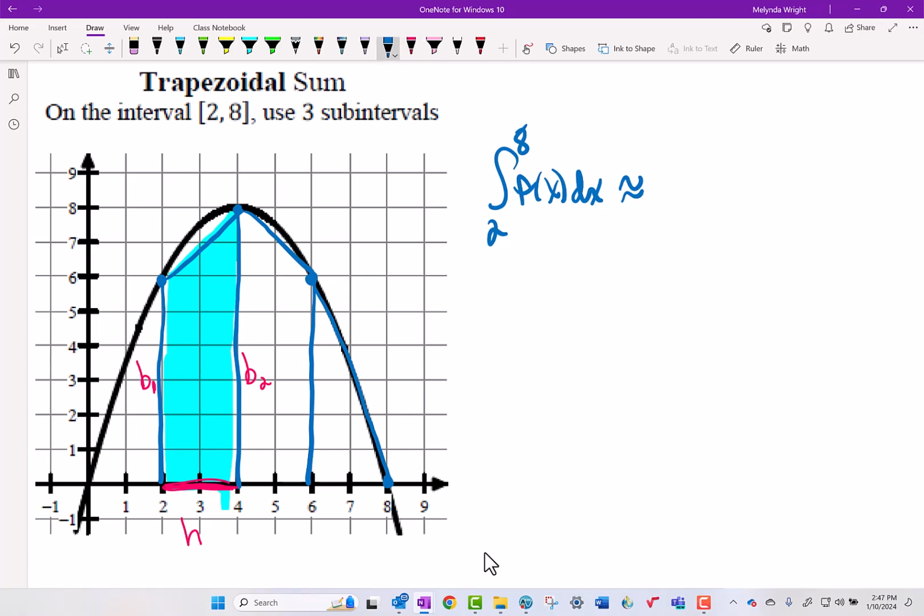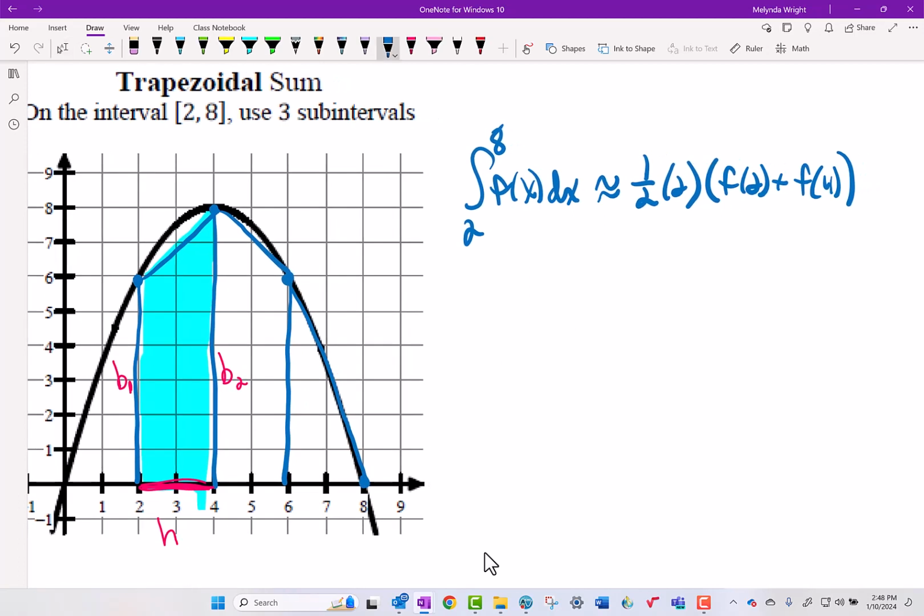Okay. So my formula is 1/2 times the height. The height is 2, right? That distance between 2 and 4 is 2, times base 1. This looks like a 6, but I'm not sure. So I'm just going to say it's f of 2 plus f of 4. We'll just use our calculator to make sure. I mean it looks like a whole number. It probably is, but I don't want to take a chance. That's my first trapezoid. Is everybody okay with that?